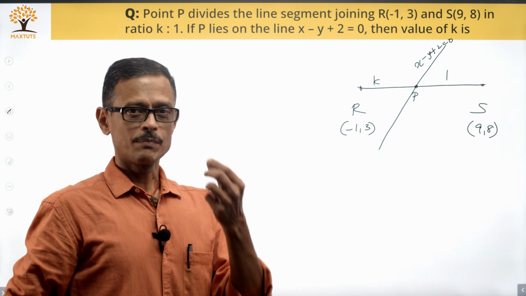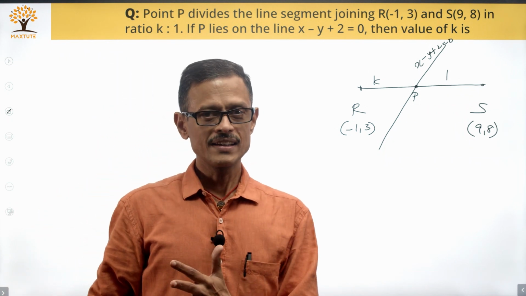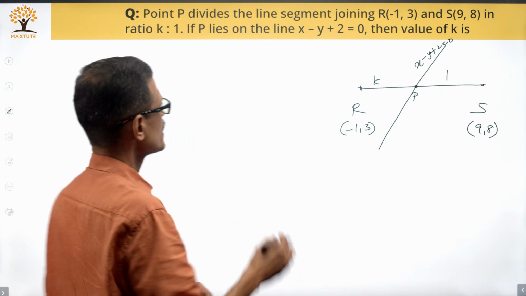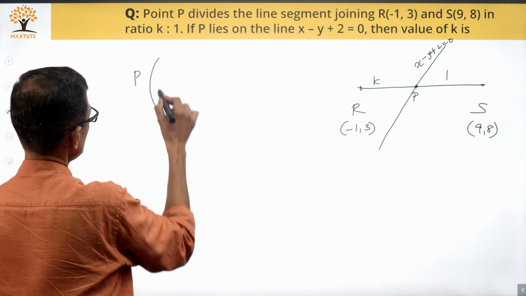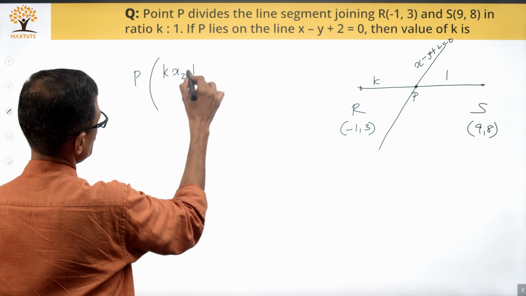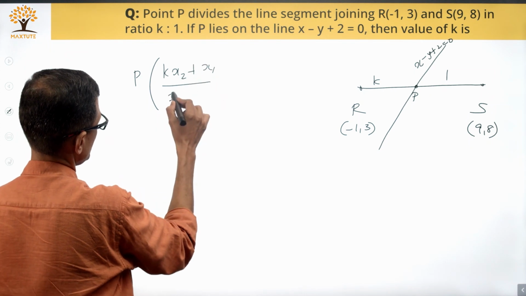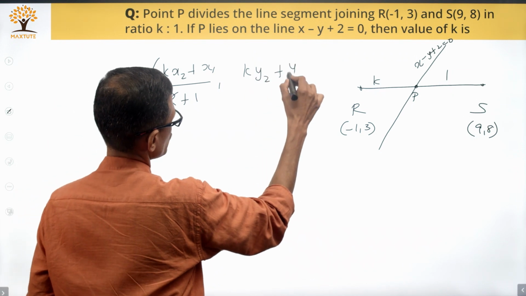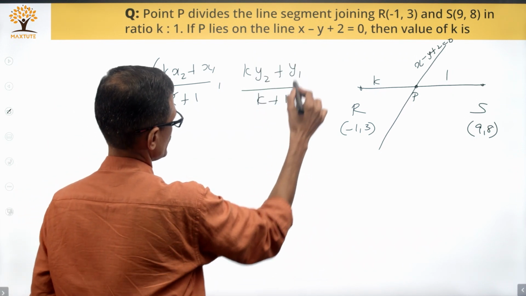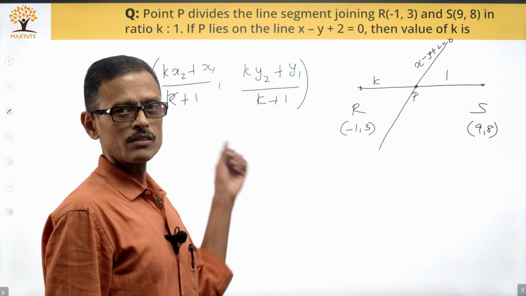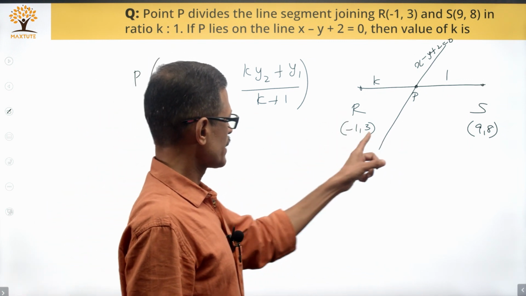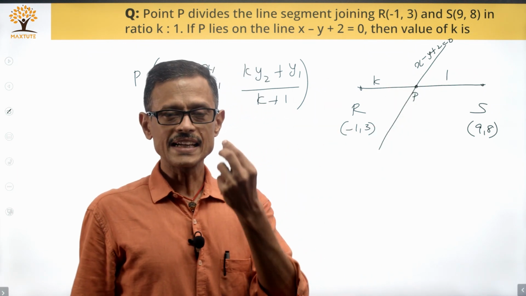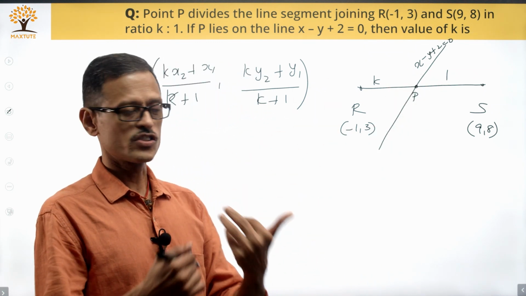So if a point P whose coordinates are x comma y divides a line segment joining 2 points x1 y1 and x2 y2 in the ratio of k is to 1, then the coordinates of point P are given by kx2 plus x1 divided by k plus 1 comma ky2 plus y1 divided by k plus 1. This is what we have. What do we have? x1 y1 is minus 1 comma 3, x2 y2 is 9 comma 8, k is to 1. So we'll get the coordinates of P in terms of k.